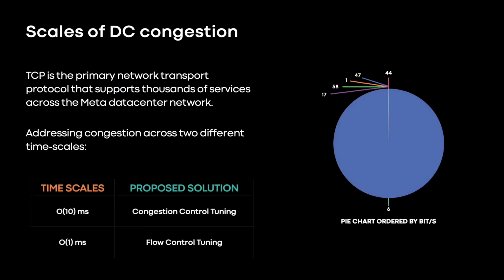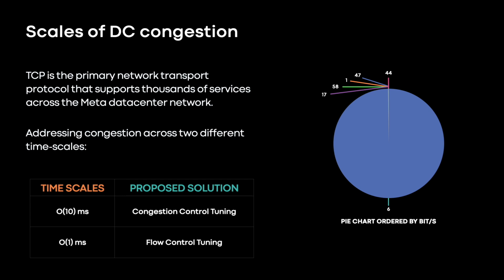In our network, TCP is the network transport protocol that supports thousands of services. These services exchange a lot of data and sometimes have competing traffic as well as bursty behavior. This leads to network congestion where the links are asked to carry more traffic than they can handle.